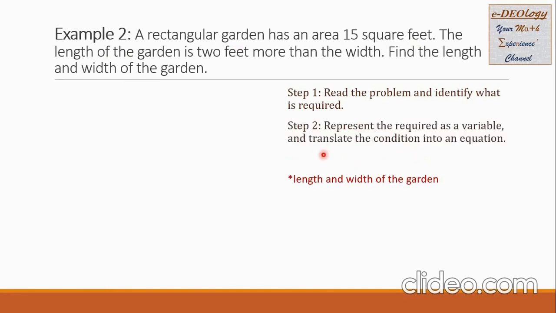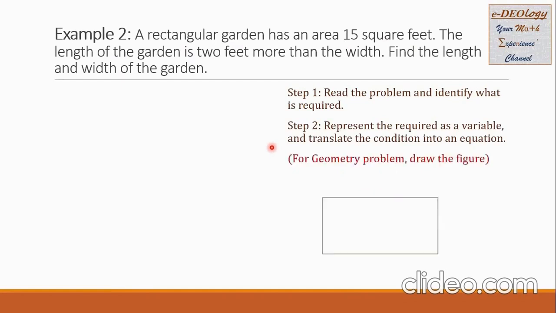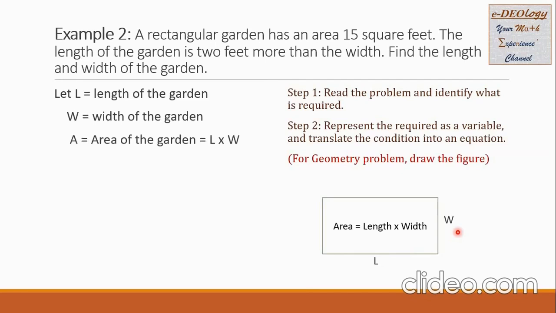Step 2, we will represent the required as a variable and translate the condition into an equation. For a geometry problem like this, we will draw the figure. The problem is about a rectangular garden. So we have a rectangle here, and we will assign values: L for the length of the garden, W for the width of the garden.